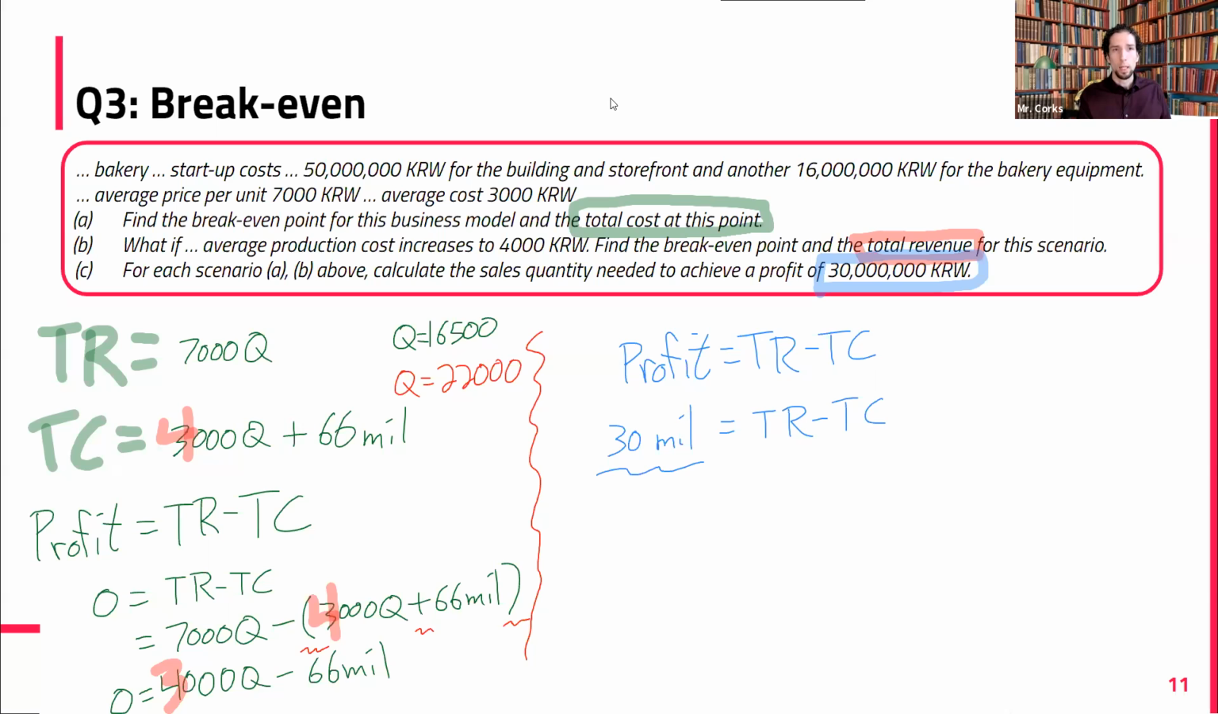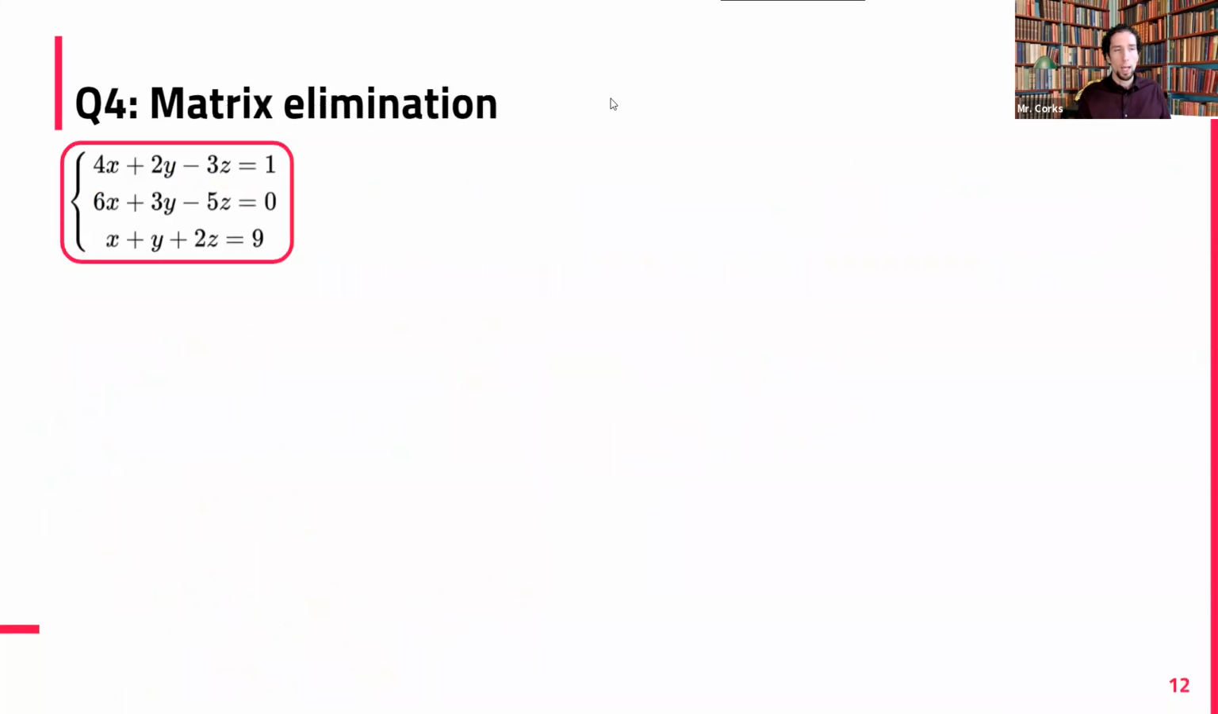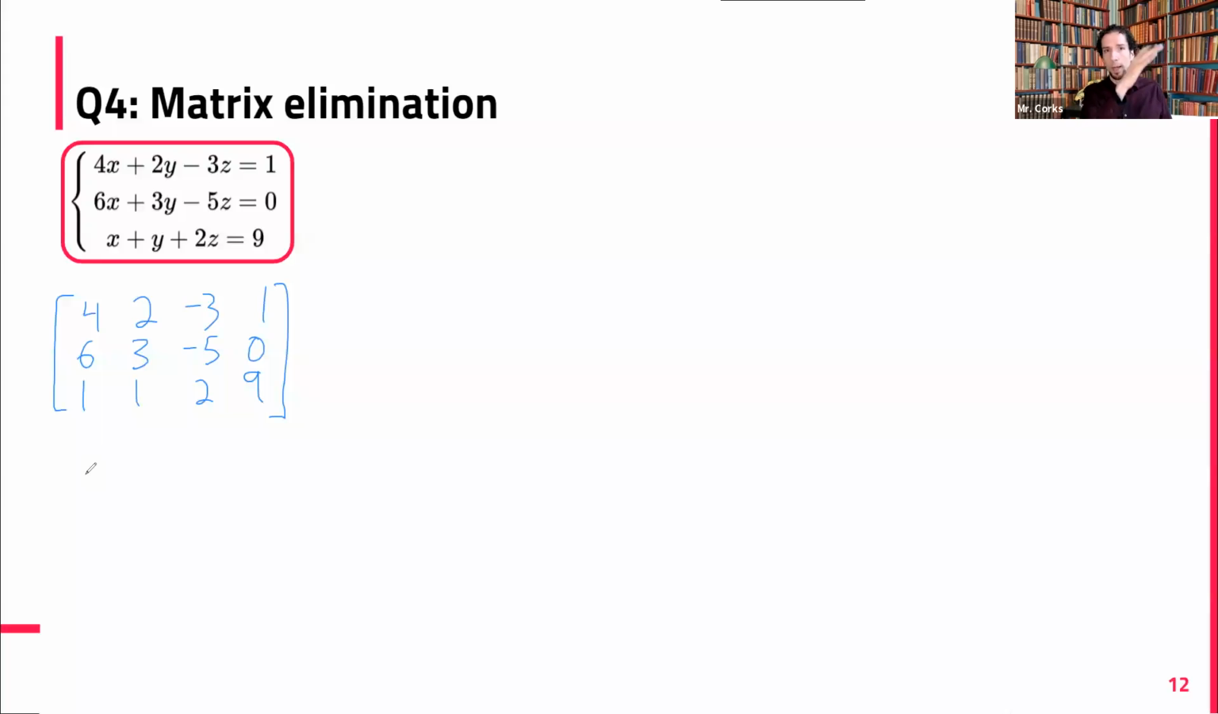Okay, let's go on. Question 4, this is a matrix elimination question. There was nothing weird or special about this question, just a very straightforward, standard version of this kind of question, like we had done in class 1, 1, 2, 9. Convert it to a matrix, do our row operations, try to get down to that triangle form, and then just to the main diagonal, and then it's solved.